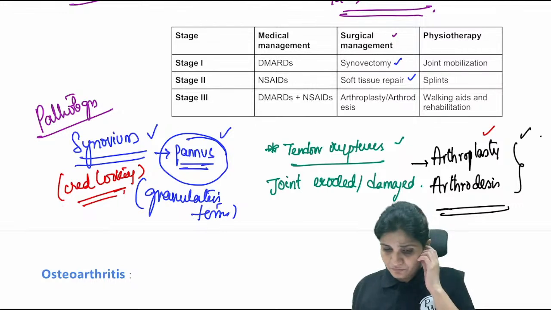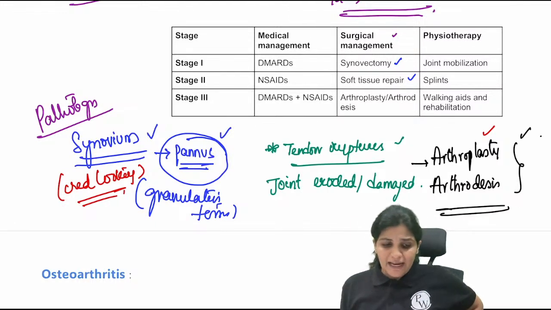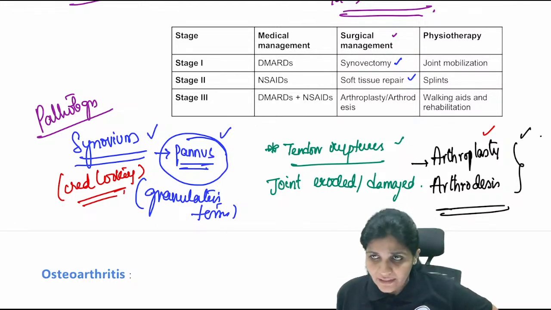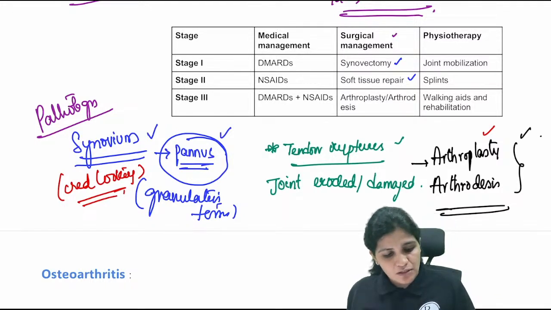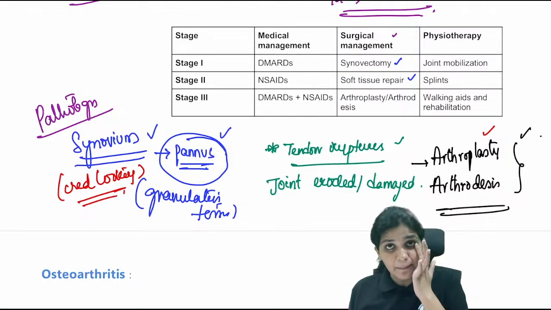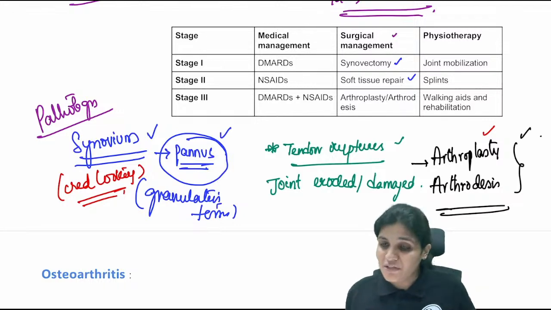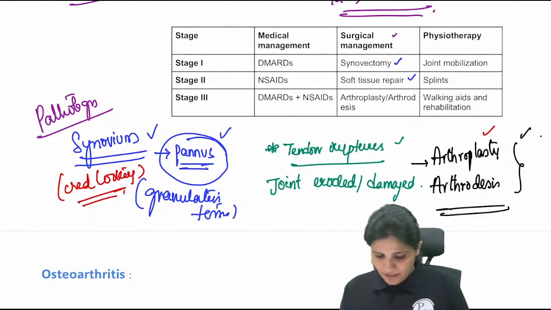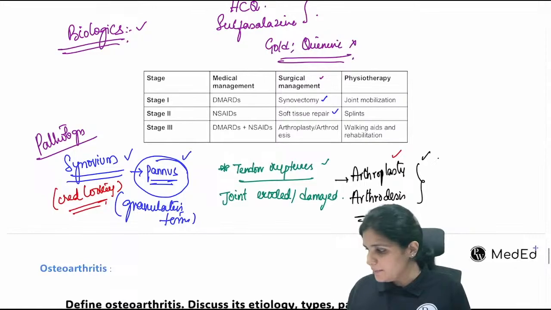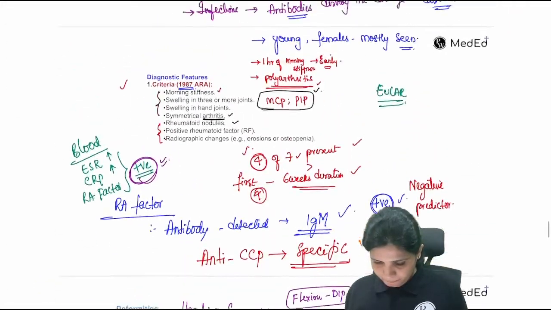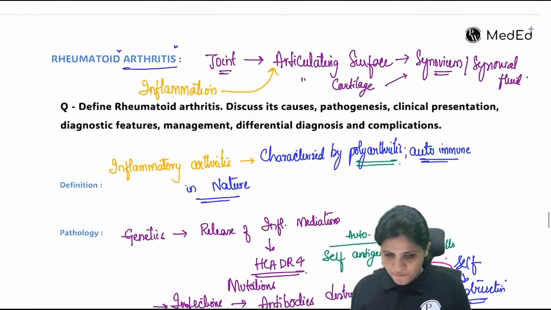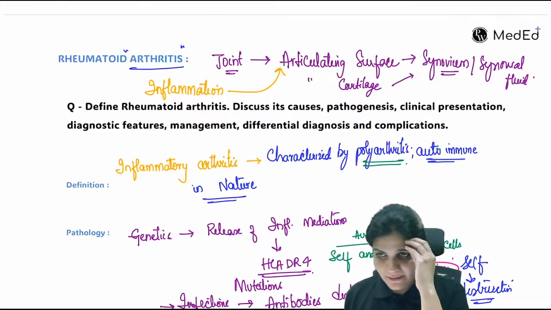So steroids and NSAIDs and the biologics, as we have discussed, can be used initially, and finally when they land up with all these deformities, we treat with the surgical procedure, right? Is that clear? Anything you want me to repeat? That is about rheumatoid arthritis.